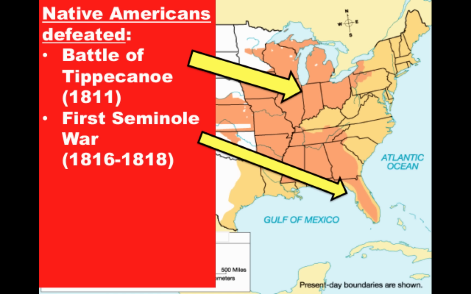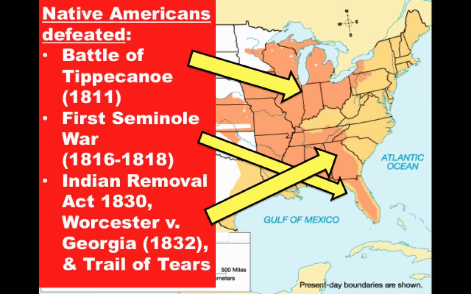You have the First Seminole War, which takes place in 1816 to 1818, where the natives once again are defeated. And tragic events surrounding the Indian Removal Act, the ignoring of the Supreme Court by Andrew Jackson, and of course, finally, the Trail of Tears, where the so-called 5 civilized tribes will be removed from the territory.